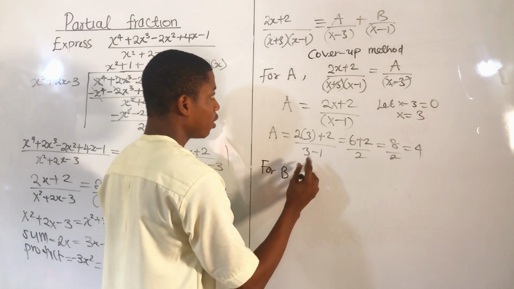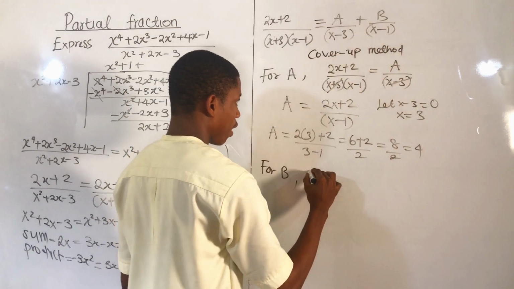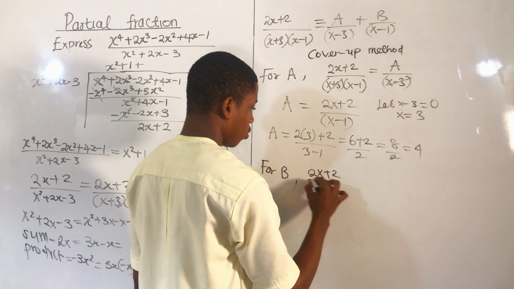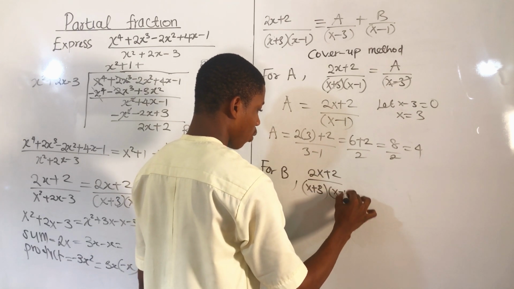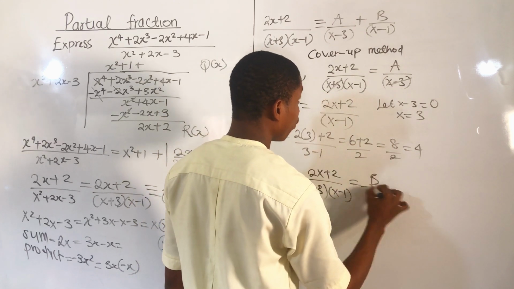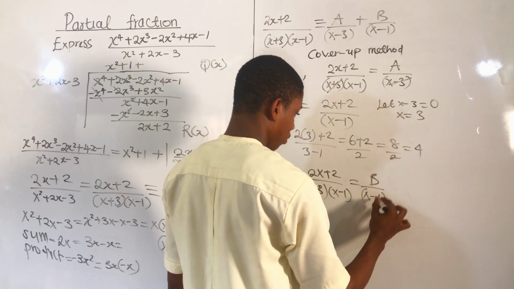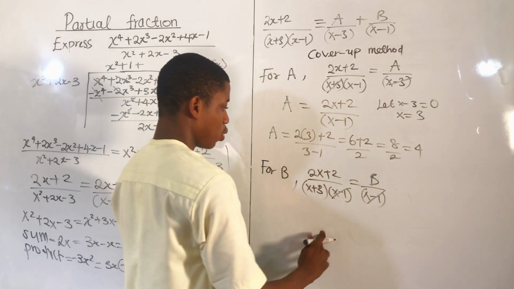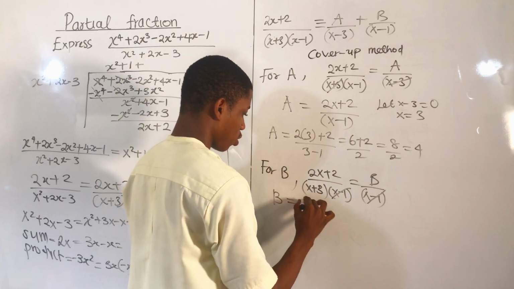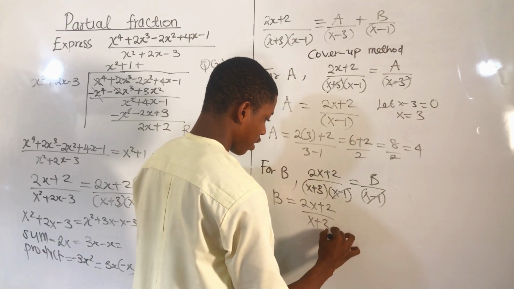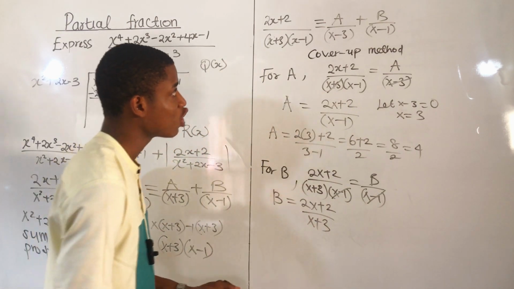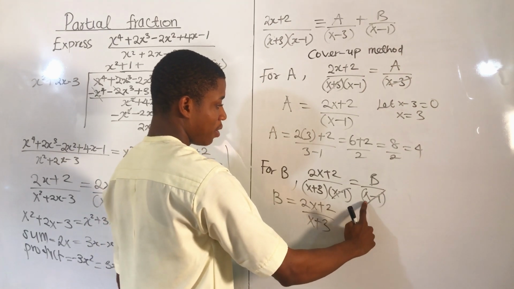So for B, we'll cover up A, take these 2. So we're having 2x plus 2 over (x plus 3)(x negative 1) is equals to B over x negative 1. This will cancel this, and you're left with B is equals to 2x plus 2 over x plus 3. So the denominator under B is x negative 1.